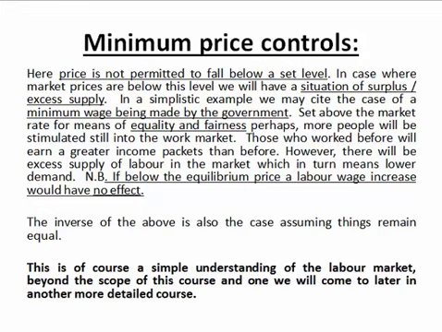In a simplistic example, we may cite the case of a minimum wage being made by the government, set above the market, for means of equality and fairness. Perhaps more people will be stimulated still into the work market. Those who worked before will earn greater income packets than before. However, there will be excess supply of labour in the market, which in turn means lower demand. If below the equilibrium price, a labour wage increase would have no effect.